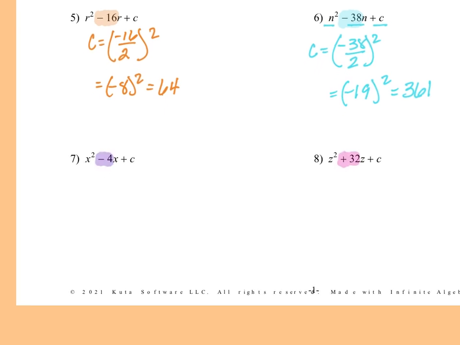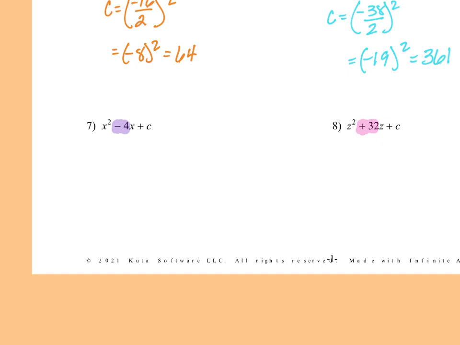We're going to just do this right here. Okay, so C is going to equal negative 4 divided by 2 squared. So negative 4 divided by 2 is negative 2. And then I square that and I get 4.